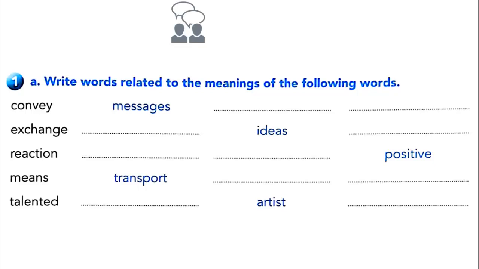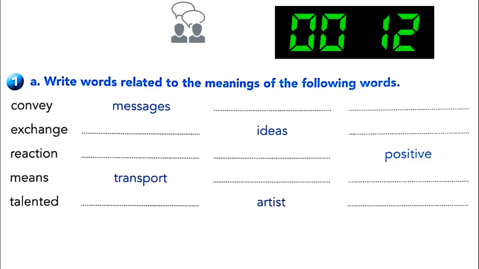It's written for us. Third one, reaction. We have positive reaction. What can we say more? Next one, means, we have transport. The last one, talented, talented artist. Take your time to write some words like this. But the words must be related to the meanings of the following words: convey, exchange, reaction, means, talented.